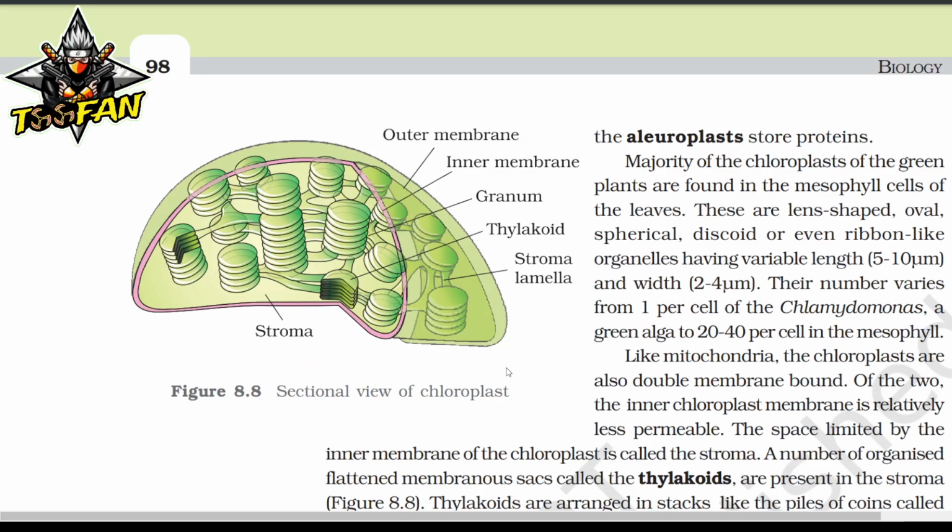The majority of the chloroplasts of the green plants are found in the mesophyll cells of the leaves. These are lens-shaped, oval, spherical, discoid, or even ribbon-like organelles having variable length 5 to 10 micrometer and width 2 to 4 micrometer. Their number varies from 1 per cell of Chlamydomonas, a green alga, to 20 to 40 per cell in the mesophyll.